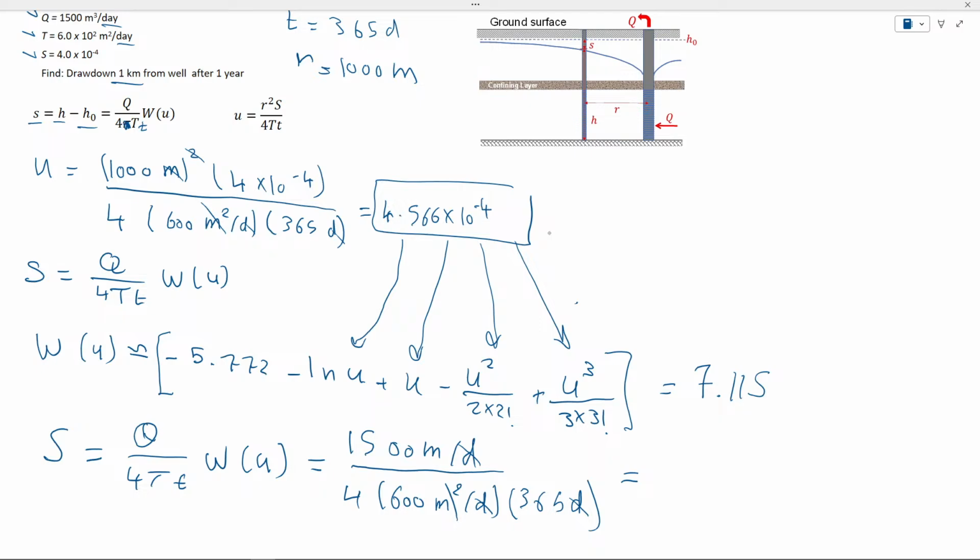Oh, sorry, transmissivity is not meter cube per day. I did something wrong. Transmissivity is meter, yeah, transmissivity is meter cube per day, yes. So the transmissivity here is just meter cube per day, that's correct. And this is the day, so this guy will go away with this guy.